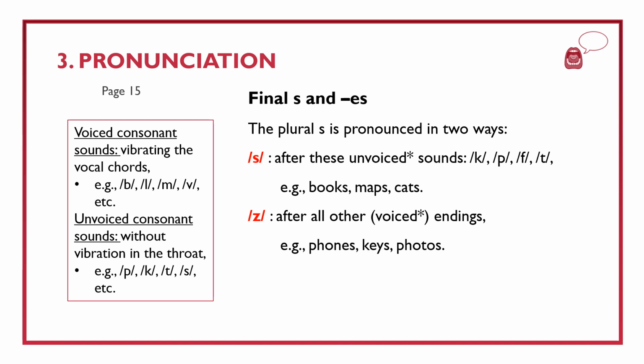But after all other voiced endings, the Z sound is produced. Now again, for example, we have sounds like B, L, M, or V. If you put your hand on your throat, you can feel the vibration when you pronounce these sounds. That's why after them, we produce the Z sound with S, like phones, keys, photos.